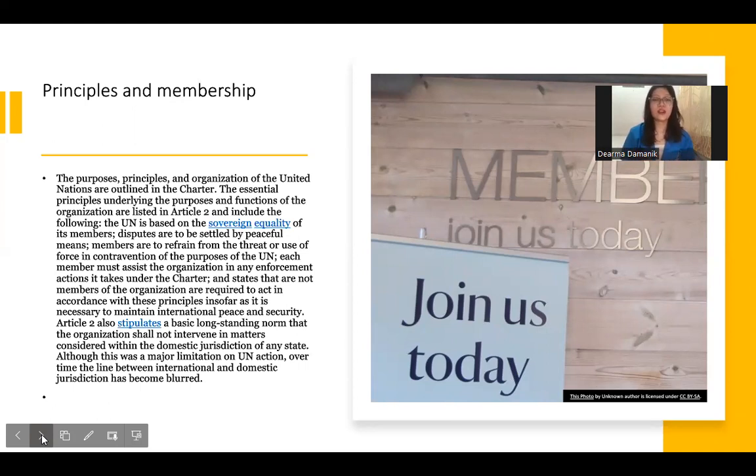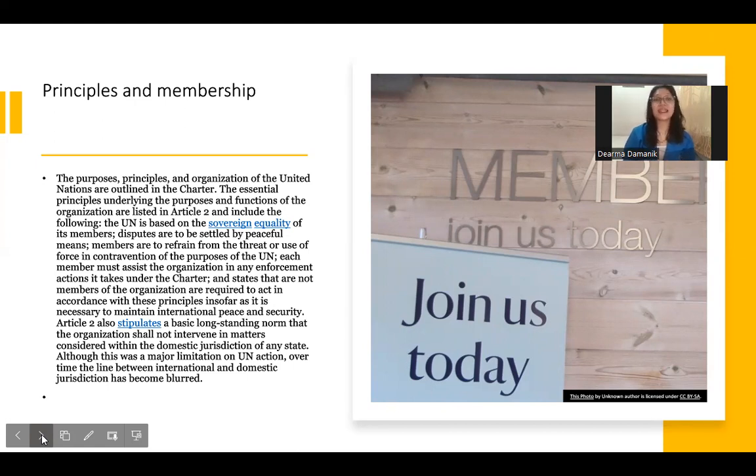What does this mean? The essential principles underlying the purposes and functions of the organization are listed in Article 2 and include the following. The UN is based on the sovereign equality of its members. Disputes are to be settled by peaceful means, and members are to refrain from the threat or use of force in controversies, contrary to the purposes of the UN.